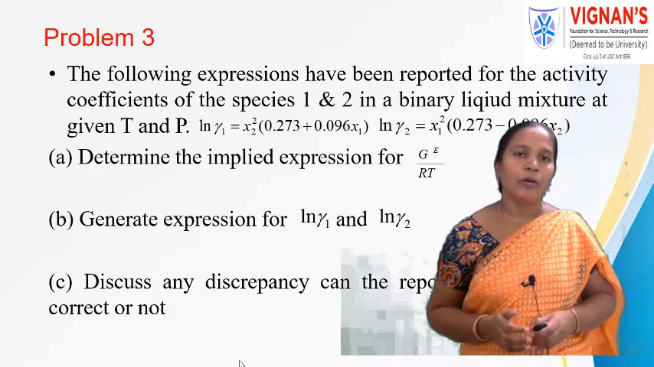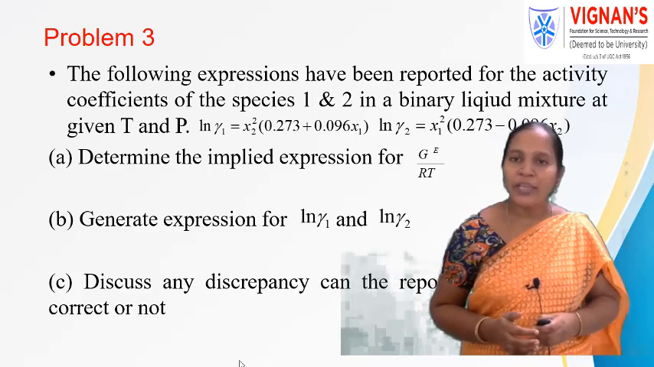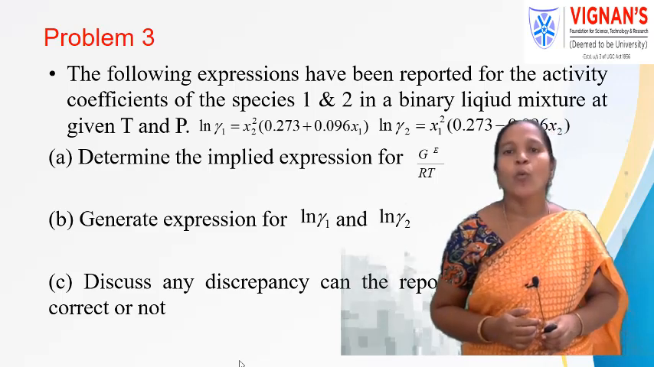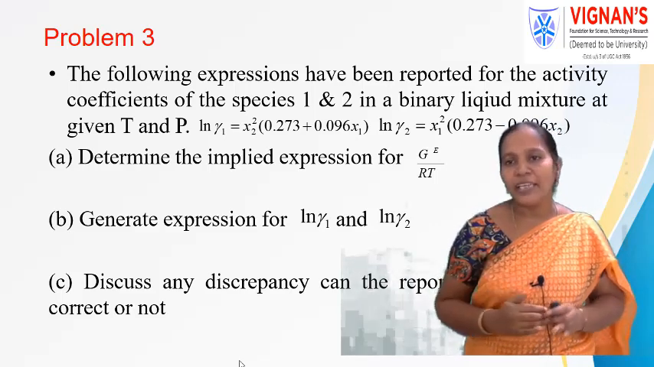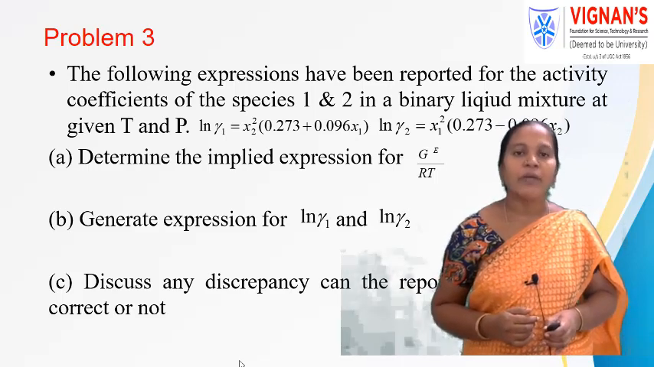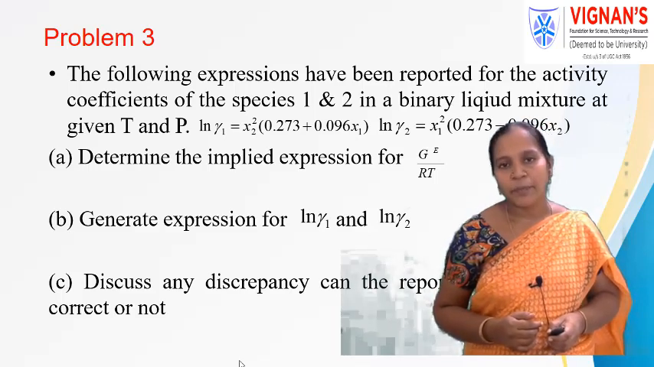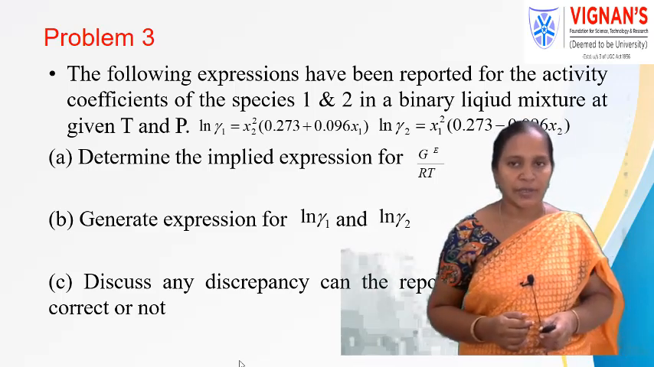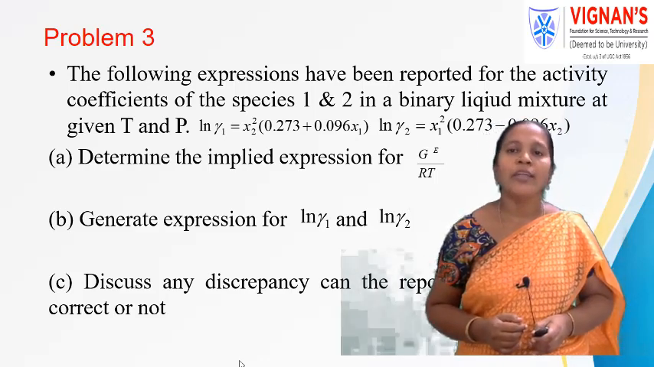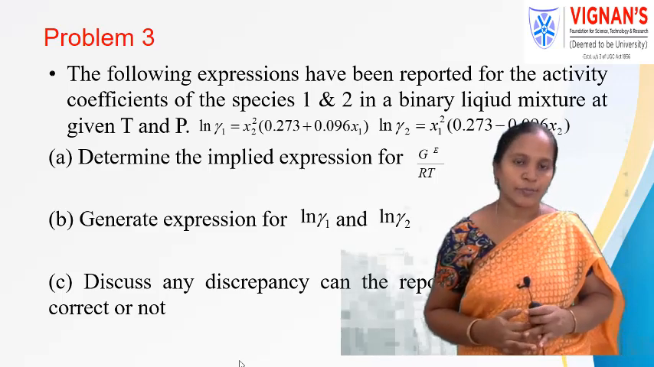Now coming to one more problem. The following expressions have been reported for the activity coefficients of species 1 and 2 in a binary liquid mixture at a given temperature and pressure. Ln gamma 1 is equal to x2 square into (0.273 plus 0.096 x1). Ln gamma 2 is equal to x1 square into (0.273 minus 0.096 x2).